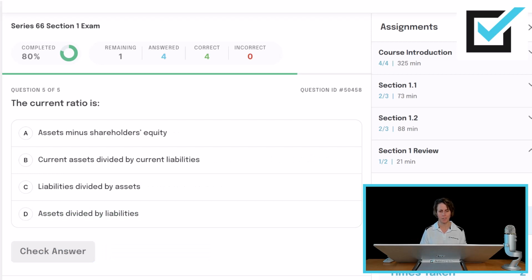The current ratio is: assets minus shareholders' equity, current assets divided by current liabilities, liabilities divided by assets, or assets divided by liabilities. So we just talked about working capital, current assets minus current liabilities. It is a dollar amount, which is not good for comparison purposes.